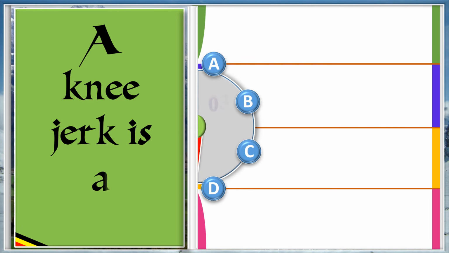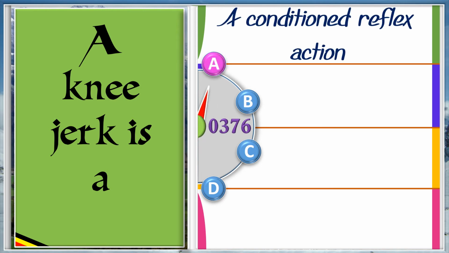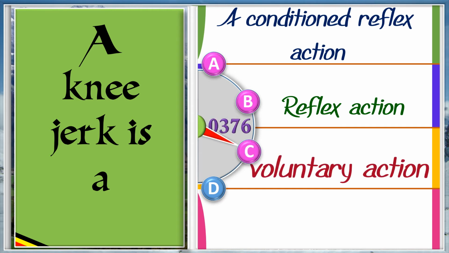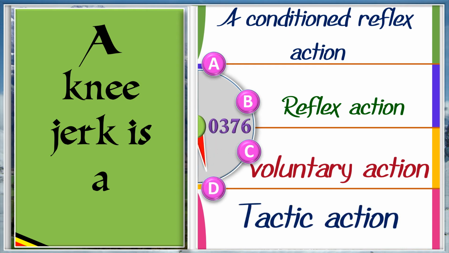A knee jerk is a A. Conditioned reflex action. B. Reflex action. C. Voluntary action. D. Tactic action. And the answer is B. Reflex action.